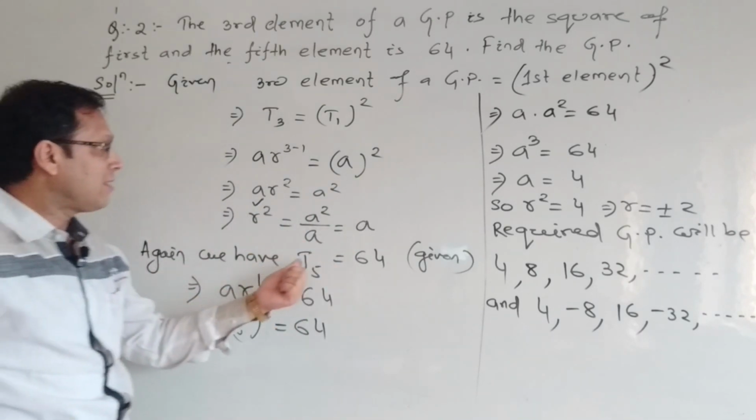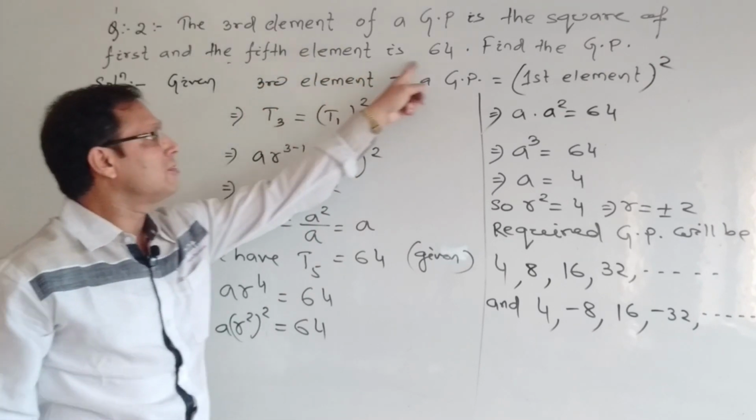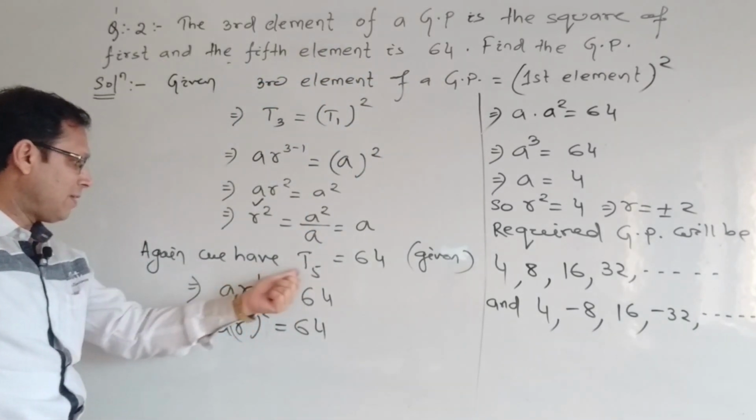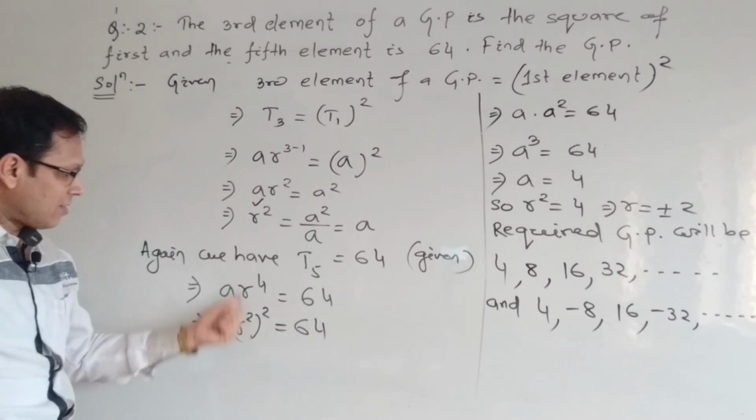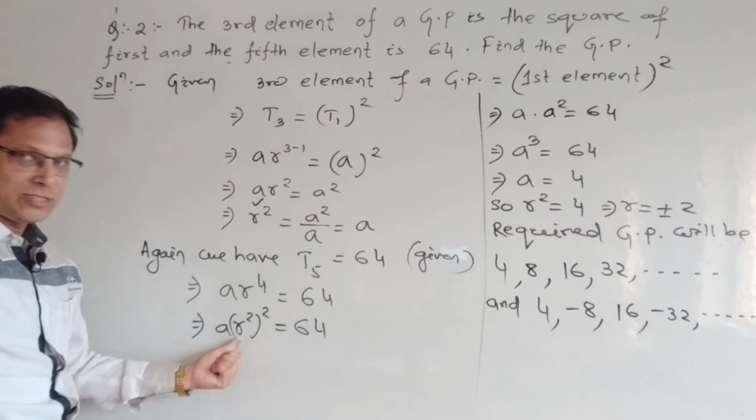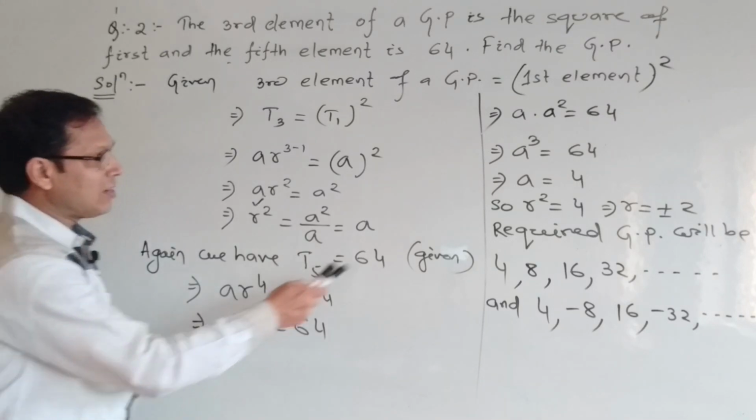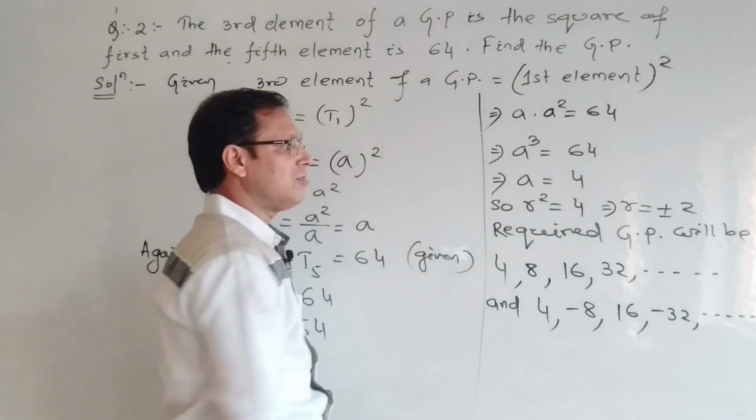Next, again given that T5, the fifth element of the GP, is 64. T5 means A r to the power 4 is equal to 64. So you can write r to the power 4 as r square square. So A into A square, that is A cube is equal to 64, then A is equal to 4.